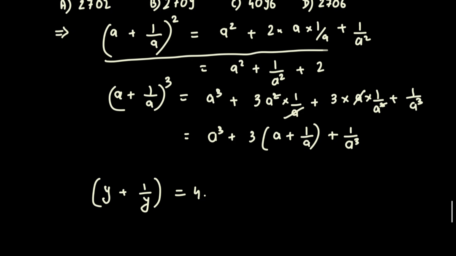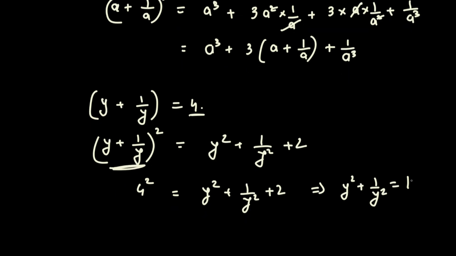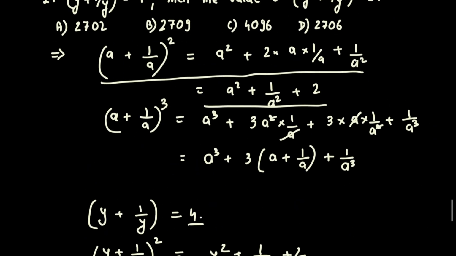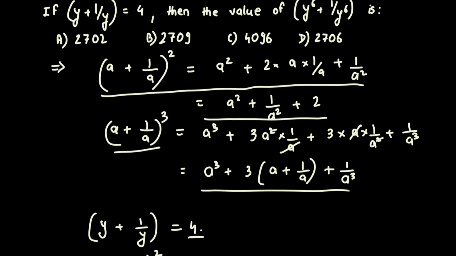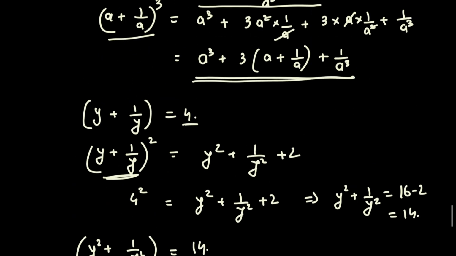Now, we'll apply the same calculations that we did for a plus 1 over a to this one, and we find that y square plus 1 over y square is nothing but 16 minus 2, which is 14. So, we'll apply the formula that we have for the cube to this term, y square plus 1 over y square equals 14.